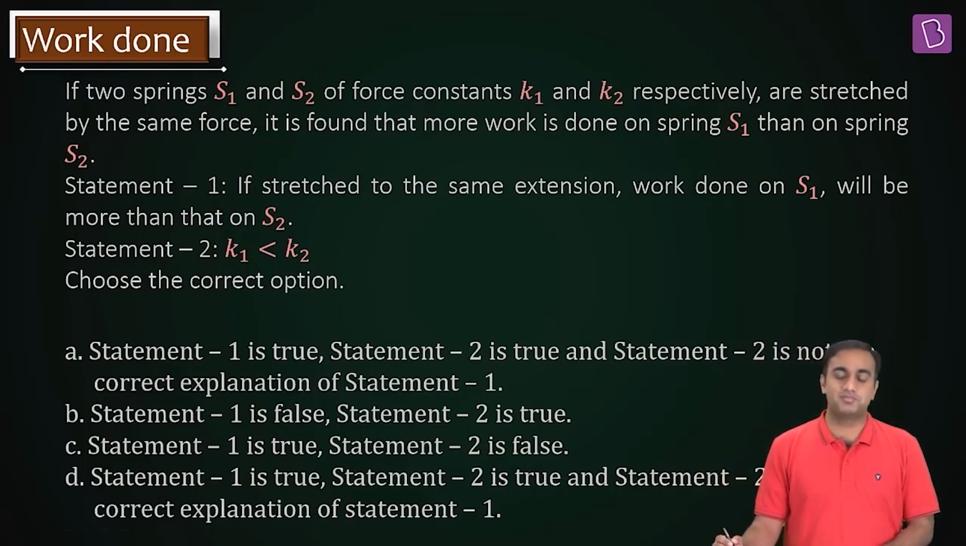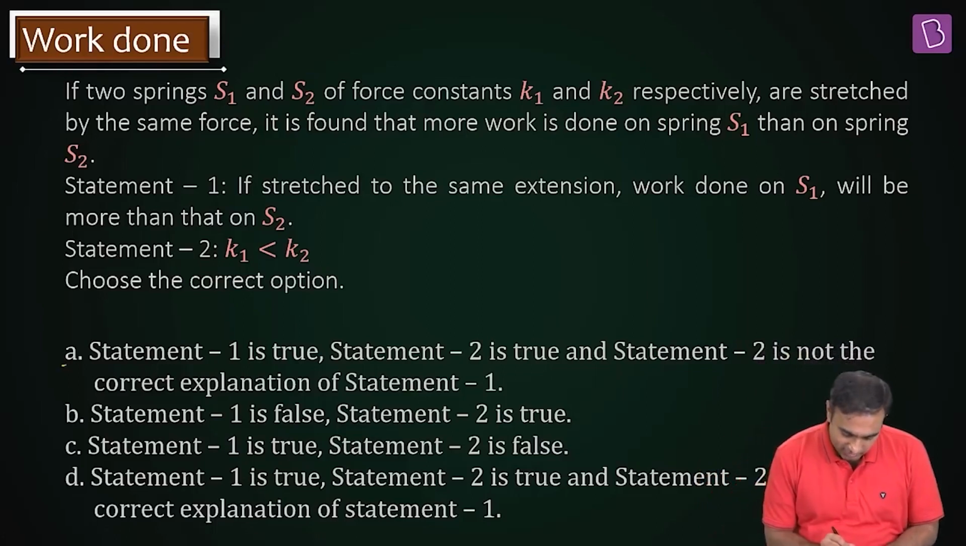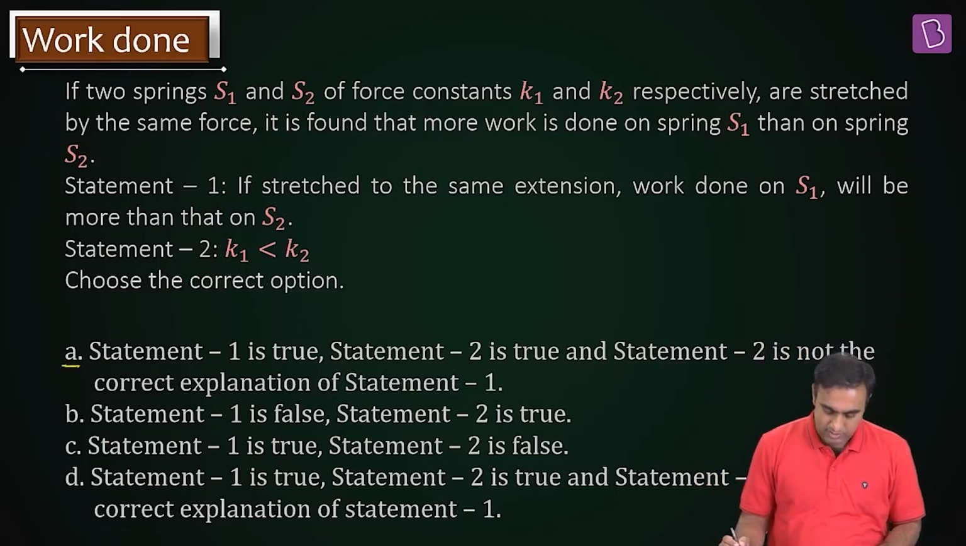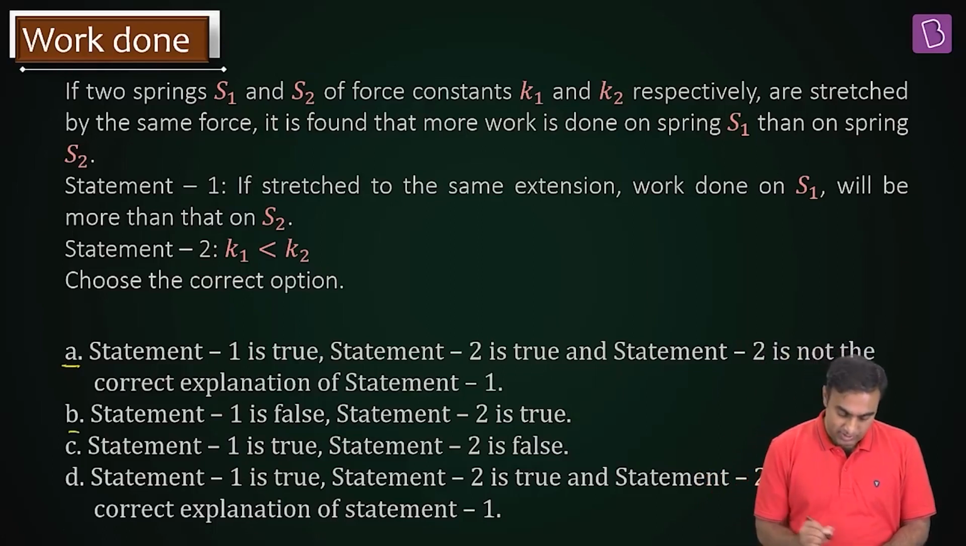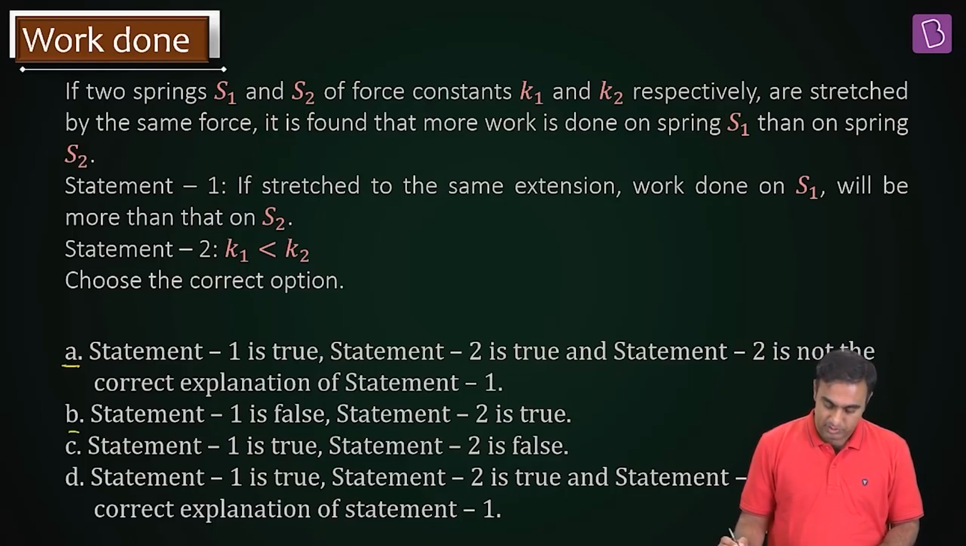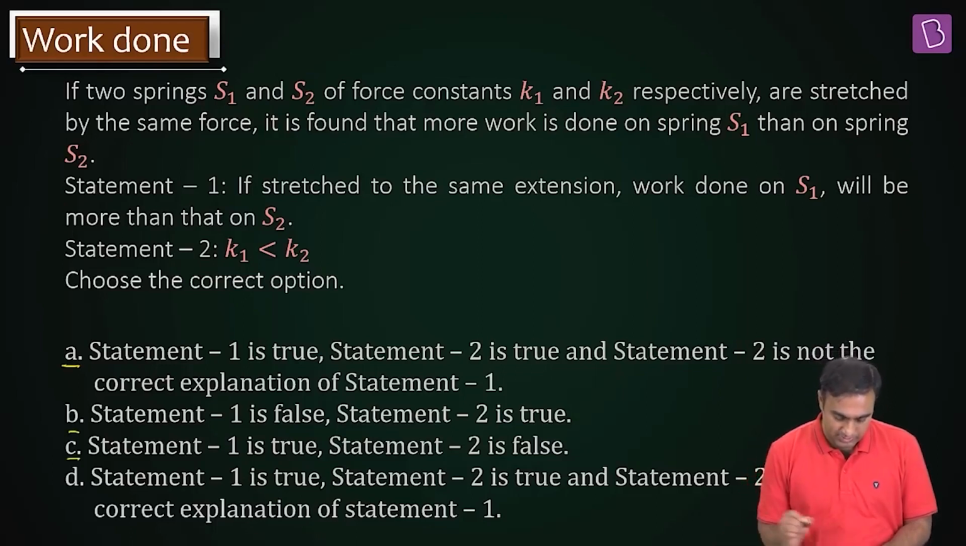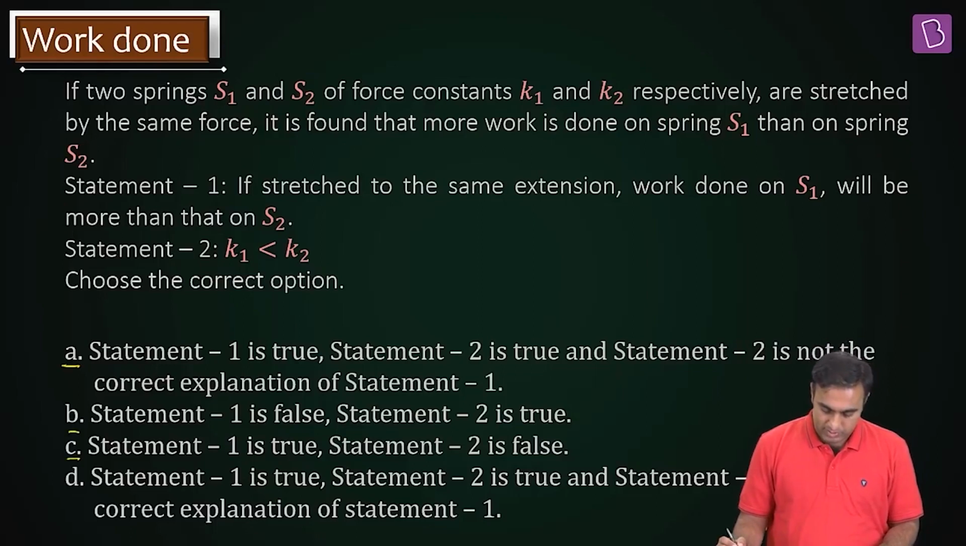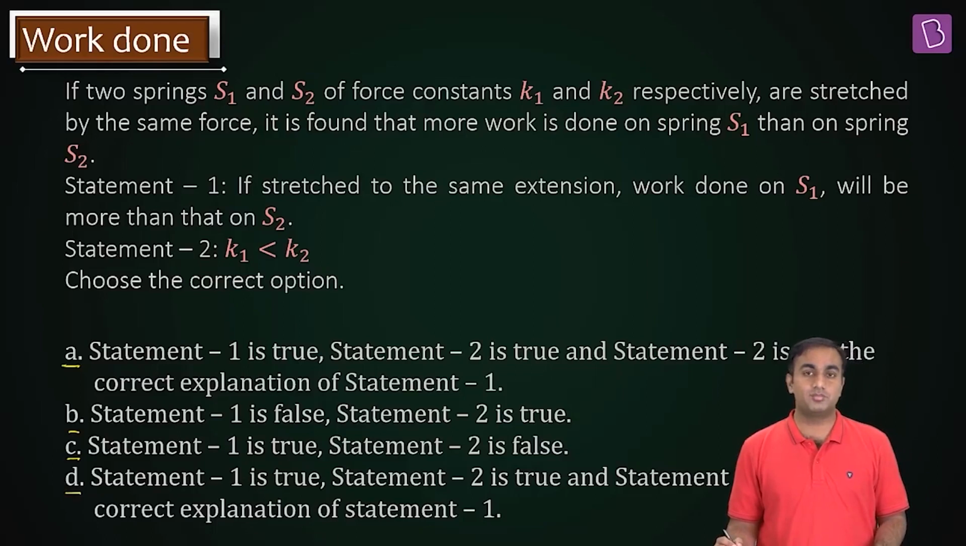Here are the options. Option A. Statement 1 is true. Statement 2 is true. Statement 2 is not the correct explanation of statement 1. Option B. Statement 1 is false. Statement 2 is true. Option C. Statement 1 is true. Statement 2 is false. Option D. Statement 1 is true. Statement 2 is true. And statement 2 is the correct explanation of statement 1.